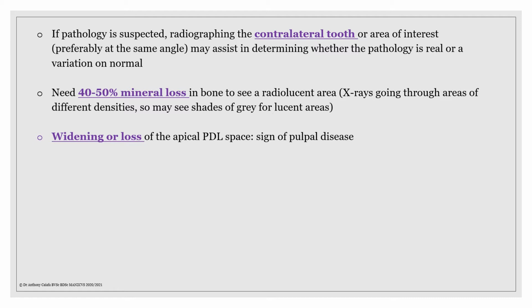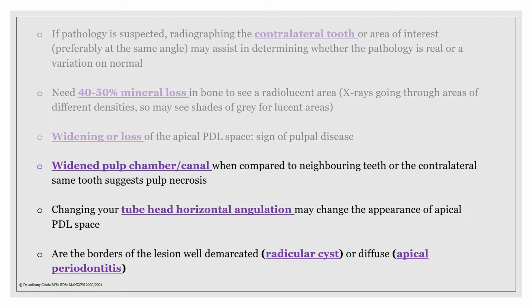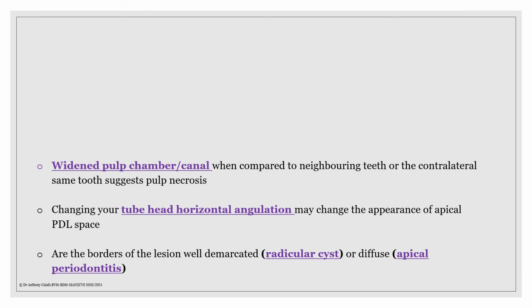With endodontic disease of the tooth, we'll see a widening or the loss of the apical periodontal ligament space, and this is a sign of endodontic disease. Often, if the tooth became necrotic at a very early age, we'll see a widened pulp as well, and this can be compared to the neighboring teeth or to the contralateral tooth, and this also suggests pulp necrosis.